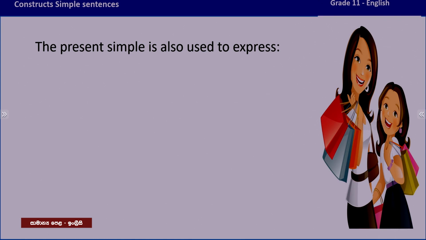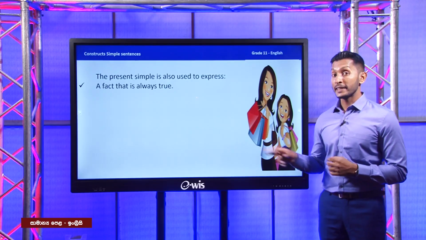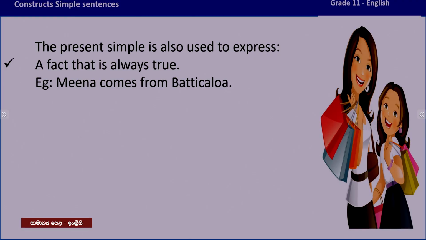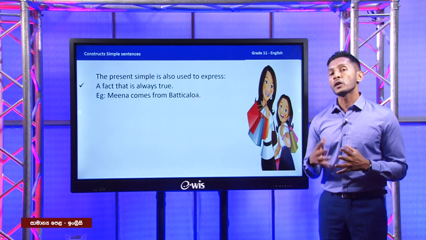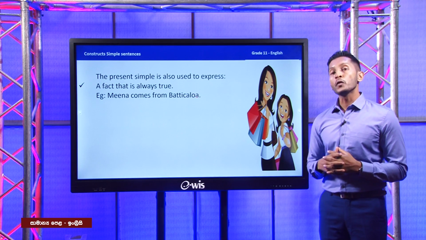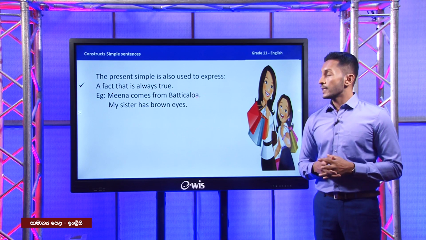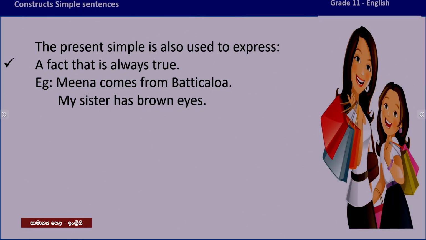We can also use simple present to express a fact that is always true. Again, a fact that is always true. Now look at the example. Meena comes from Batticaloa. She is originally from Batticaloa. She was born in Batticaloa and she is originally from Batticaloa. That is a true fact about Meena. So we use simple present. The second sentence, my sister has brown eyes. That is a general true fact about her sister. These facts never get changed.